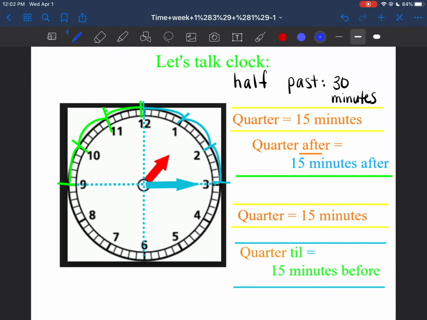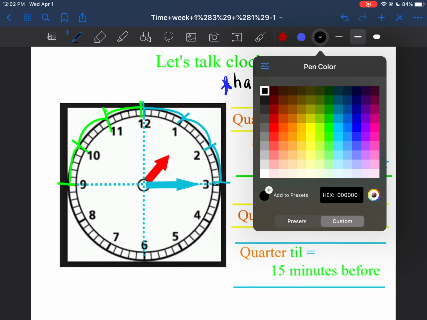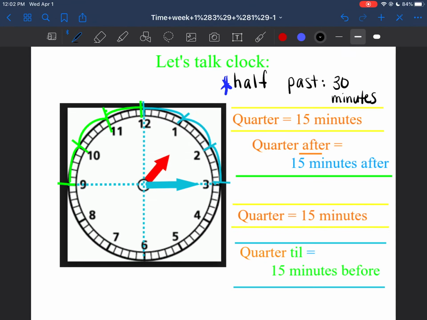Now, before we get started, there are some vocabulary terms that we need to talk about. The first term that we need to learn in 3rd grade is what half past means. So half past is 30 minutes. For example, 6:30 would be half past 6, and 8:30 would be half past 8. So half past is your 30 minutes. You're going halfway around the clock, and that's at the 30-minute mark.